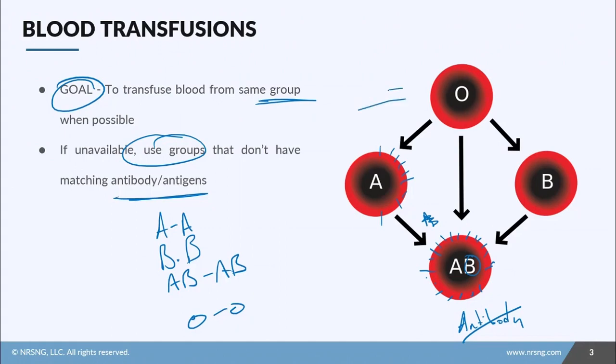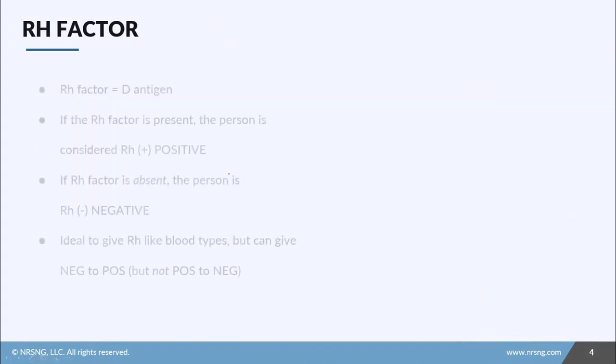So if we even look at O here, O has no antigens, but it has both antibodies. So if A tried to transfuse to O, you would have an agglutination reaction. B, if they tried to transfuse, you would have an agglutination reaction. So that's why it's important to make sure that your groups don't have the matching antigen and antibodies, because that will result in the reaction.